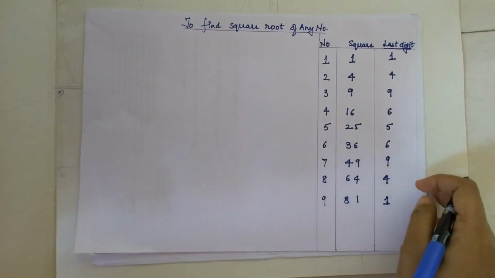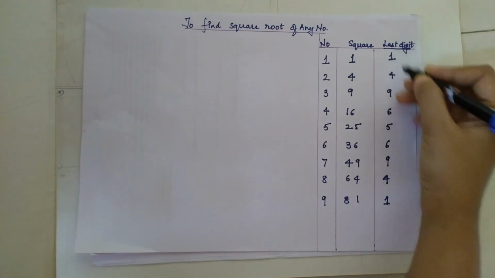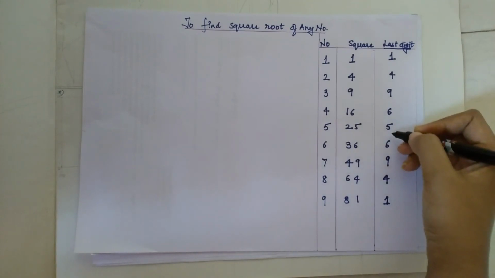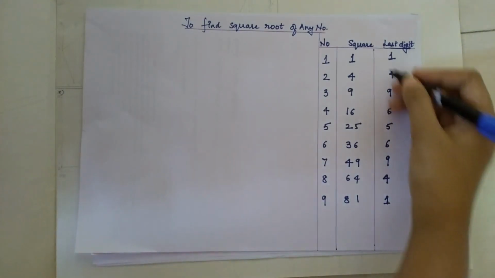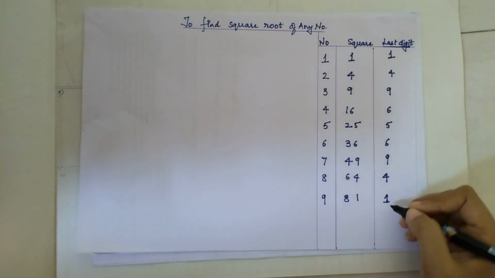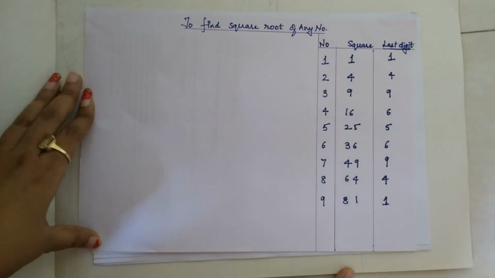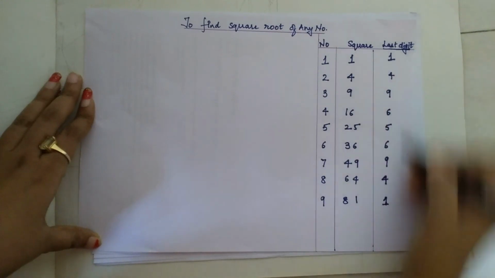Students, I would like to draw your attention that the last digits are actually 1, 4, 9, 6 and 5, and then after 5 it gets repeated in the reverse order, meaning after 5 it now becomes 6, 9, 4 and 1. Now let us see how we can find the square root of any number using this column.